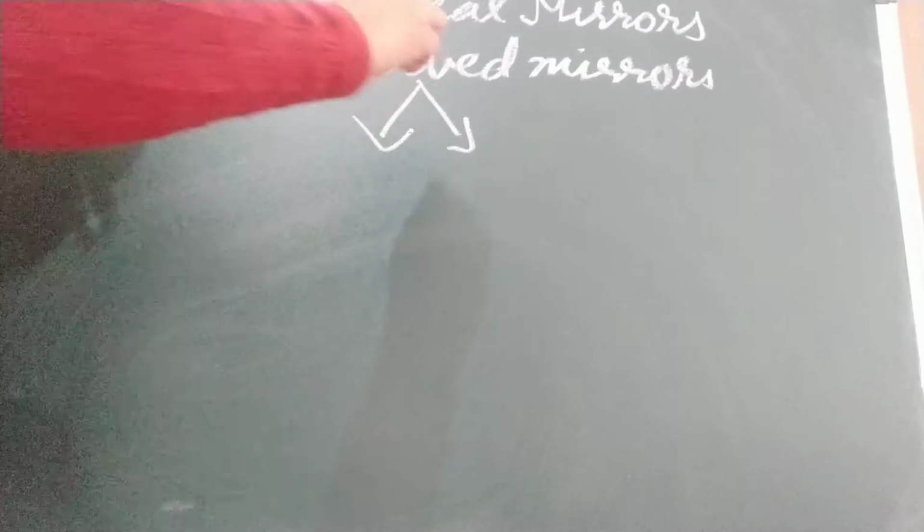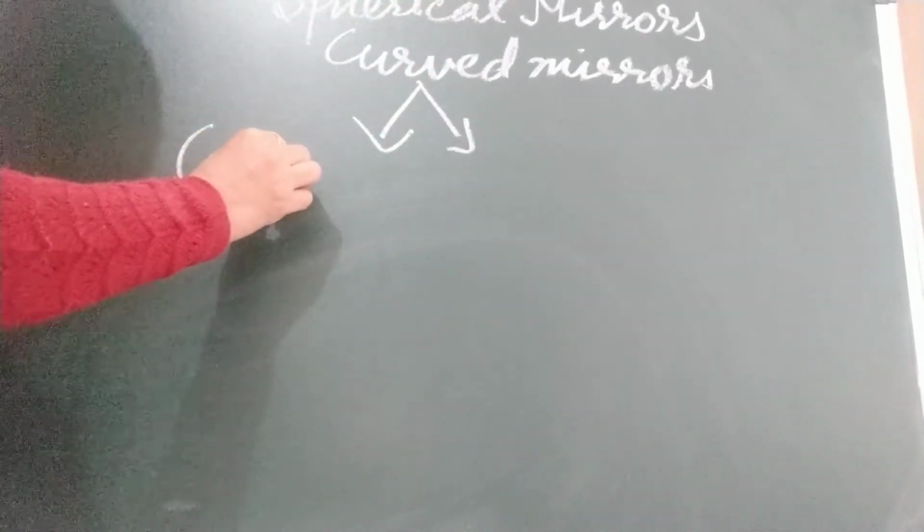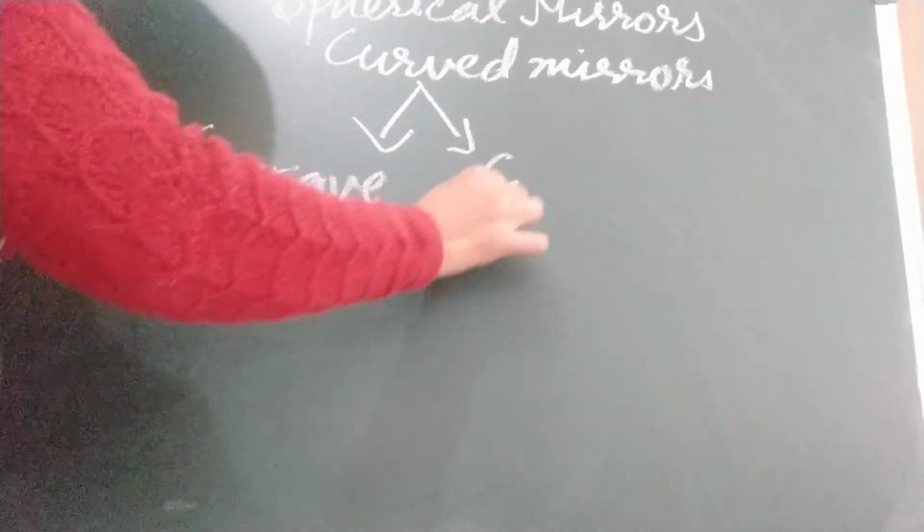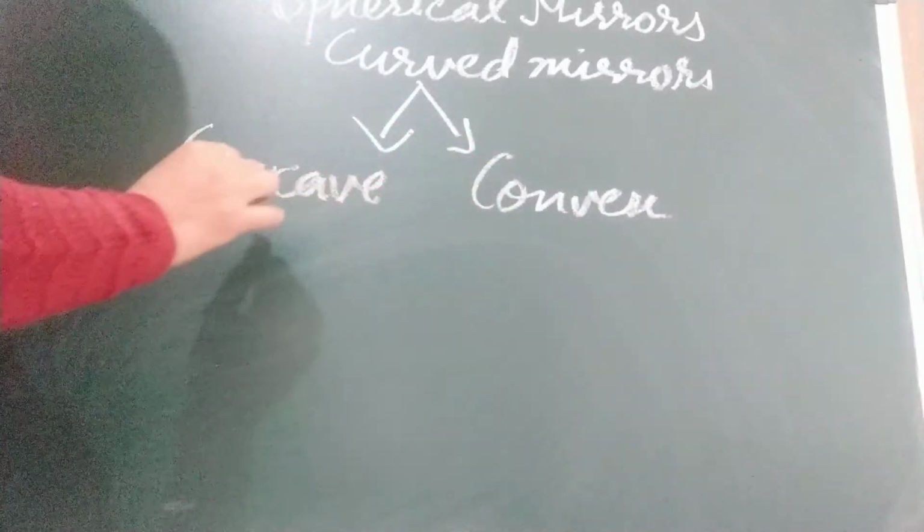Okay, they are of two types. Curved mirrors are of two types. One is the concave mirror, the other is the convex mirror. Now I am going to tell you about concave first.